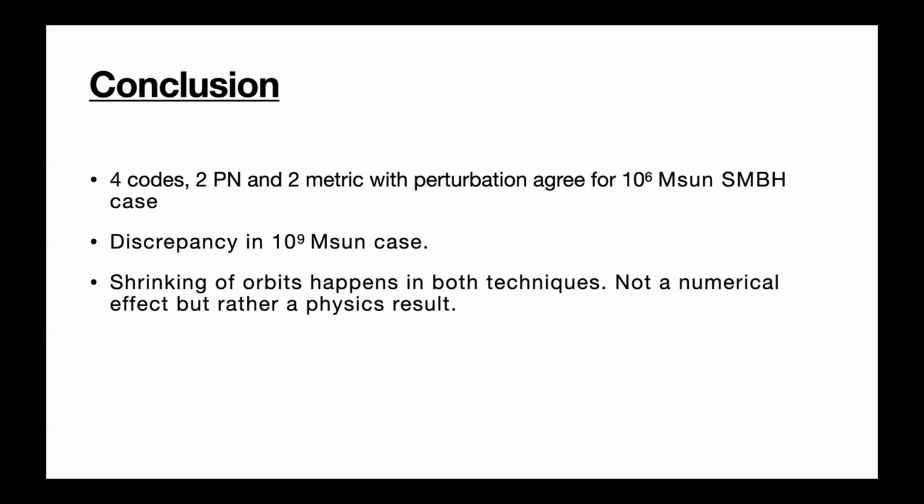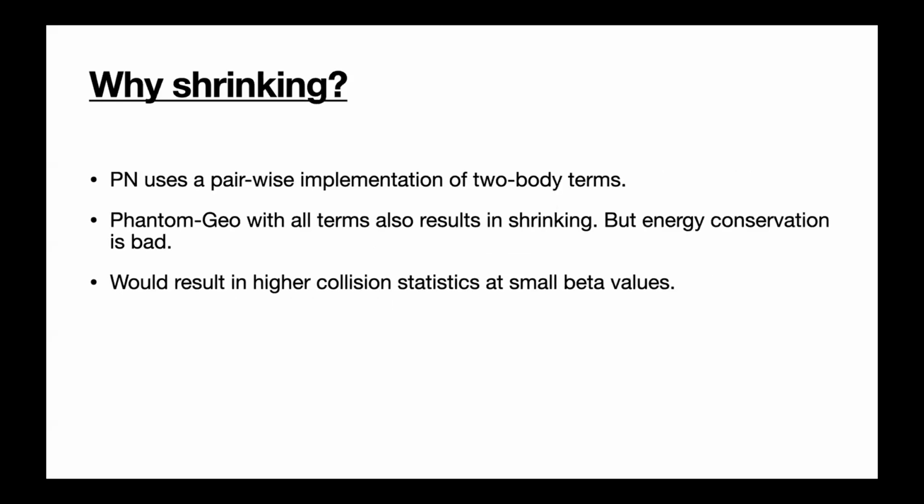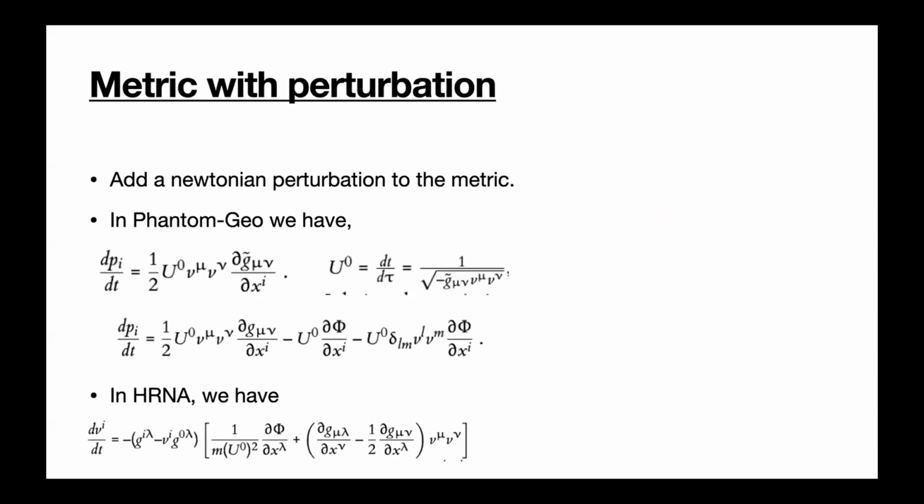Yeah, so energy and angular momentum. So we see that for the cases where we use all the terms in this equation, so use U0 and the third term as well, we don't conserve angular momentum well, and the same happens with energy too. And it's the same for HRNA as well. So even their energy conservation and momentum conservation is not very good for the second test that we did. Okay.